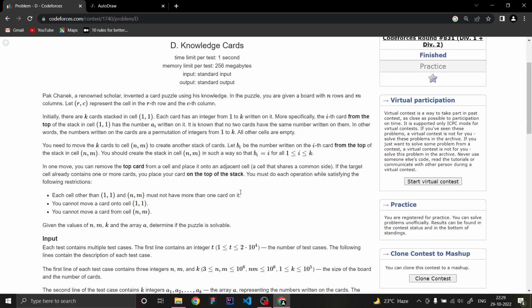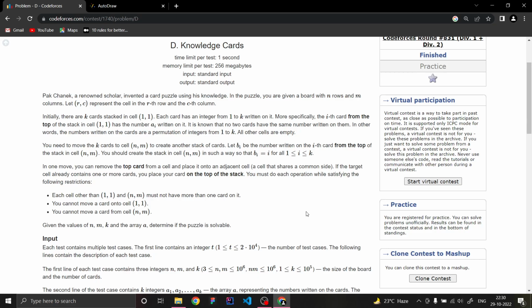Each card has an integer from 1 to k. More specifically, the stack is a permutation of integers from 1 to k. Now we want to find if there exists a way to take these cards to the cell (n, m) such that the ith card from the top equals i. The movements are such that we can move one card to an adjacent cell only, and we cannot move a card to a cell where a card already exists.